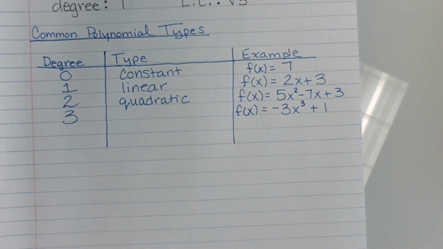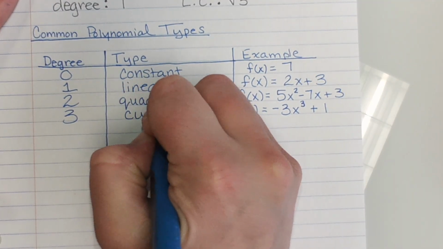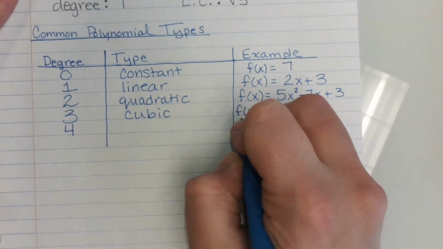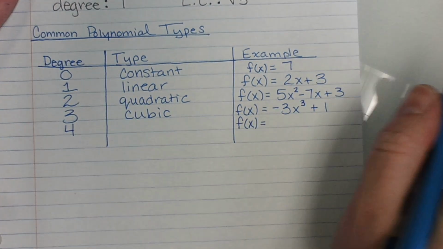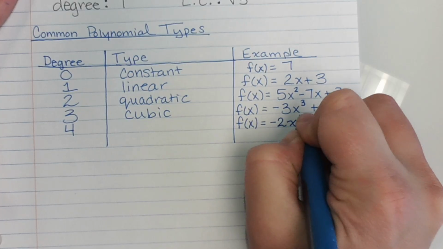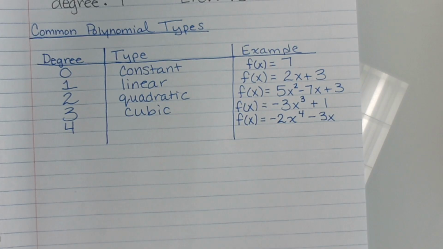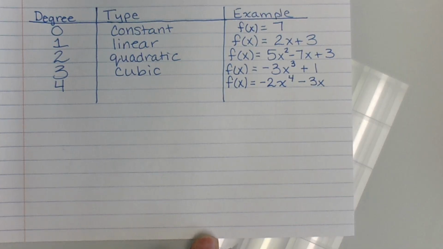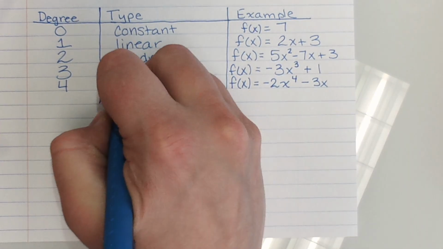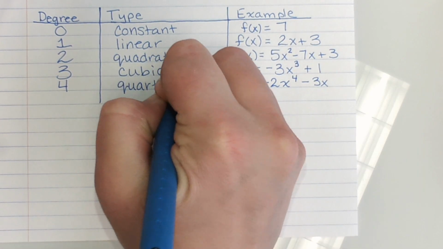Do you know what it's called if it's a polynomial with a degree of 3? Exponential. Nope. Exponential has a variable in the exponent. Cubic. Degree of 4. Here's where people tend to stop knowing the names. Cubic is kind of an iffy one if people get it. Quartic.